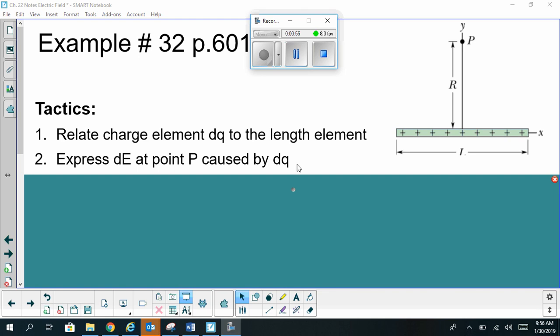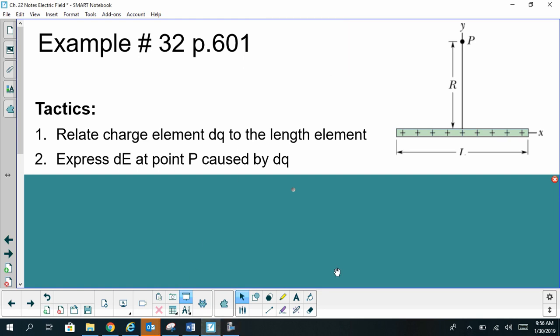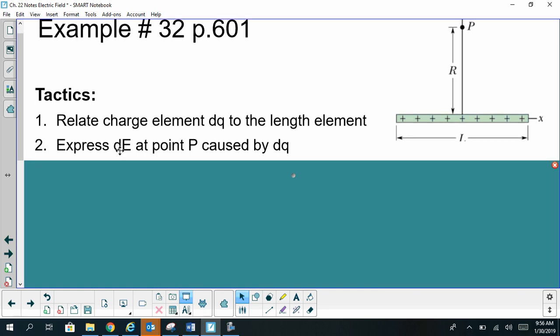Okay, so here are our tactics. These are the exact same tactics that we used in the example problem that we just did. We're going to relate our charge element dq to the length. Instead of ds this time, it'll be dl or dx, because we've got a length here. Actually, it'll be dx. Then we're going to express the electric field at point P due to one of those small charge distributions.